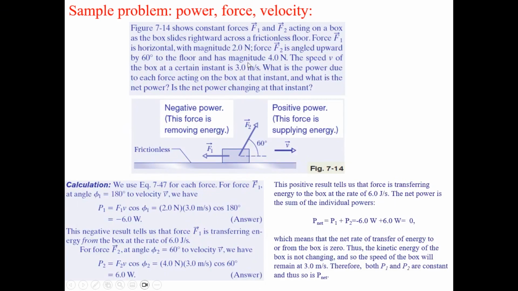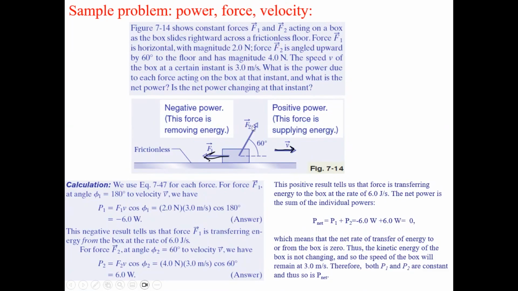Because I'm given the velocity rather than the work done, I'm going to use the power to be F dot v, which is F times v times cosine phi. I'll simply write the magnitude of the force, the magnitude of the speed, and the angle between them. So the box is moving to the right. F1, look at it, it's completely to the left. So the angle between F1 and v is going to be 180. So here I'll put 180.